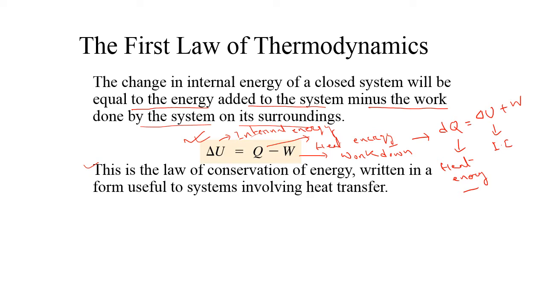We already discussed that internal energy means the potential energy plus kinetic energy. So it is obvious that when you apply heat to any object, it changes its internal energy, which is a combination of potential energy plus kinetic energy. Then this is the work done. So this is basically the first law of thermodynamics.